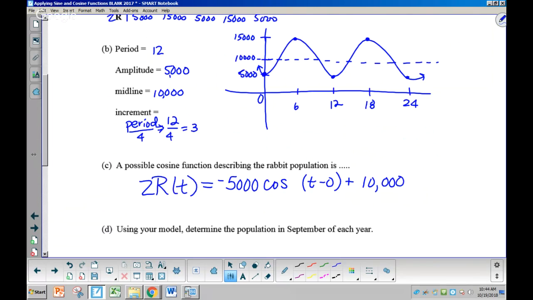Okay, so how do I find out what this B is? You go 2 pi over B equals 12. Cross multiplying, we get 12B equals 2 pi. B equals pi over 6. Everybody concur? That's pi over 6.